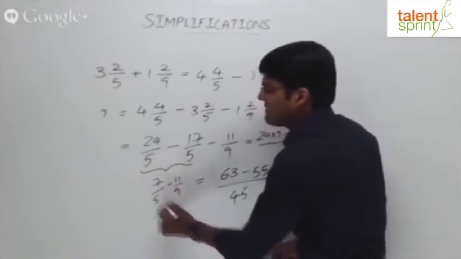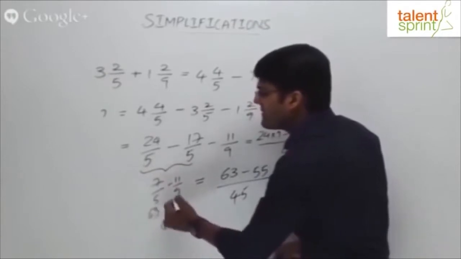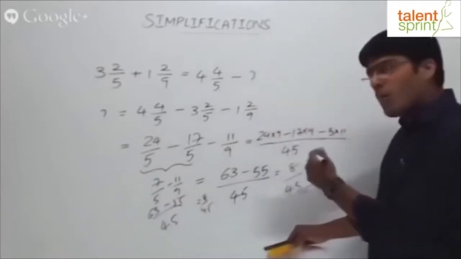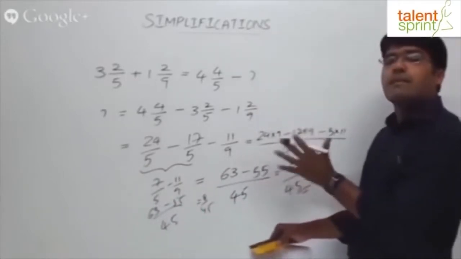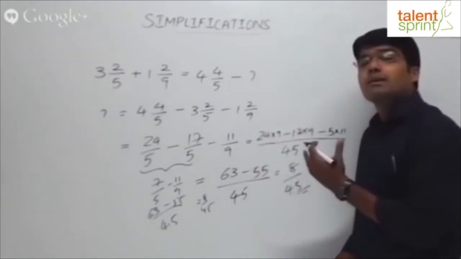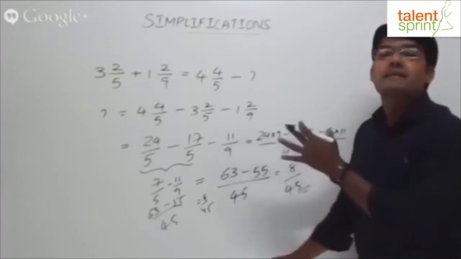Again, you have to take the LCM as 45. 9 times 63, 5 times 55. And that will give you 8 by 45 as we have got here. But then, whatever you do, this is somehow a lengthy procedure, right? Directly or indirectly, we waste a lot of time in this process here. We don't realize that we are wasting our time.